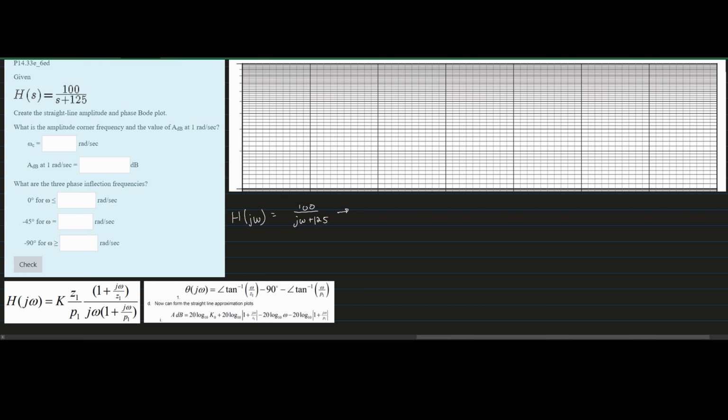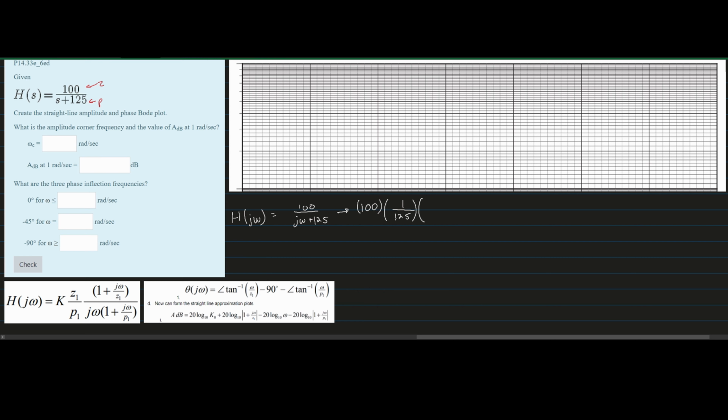We're going to have our K, Z1, P1 out front. Well, our Z1 does not exist, because remember, the Z is for zeros on top and P is for poles, and this is in the denominator. So what we're going to have is our 100 out here. Our Z is non-existent, so we're just going to have a 1 here. And this is over our P, which is 125.